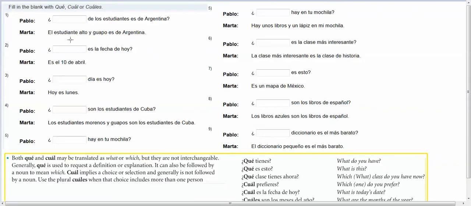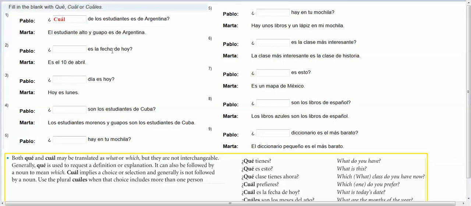Okay. So we want to decide whether we want qué, cuál, or cuáles. Pablo says, blank de los estudiantes es de Argentina. El estudiante alto y guapo es de Argentina. Here, there would be a choice, which of the students is from Argentina. So if there's a choice, you're going to want to pick cuál or cuáles. And since we're identifying one because we say el estudiante alto y guapo es de Argentina, we're going to pick cuál. Which of the students is from Argentina?